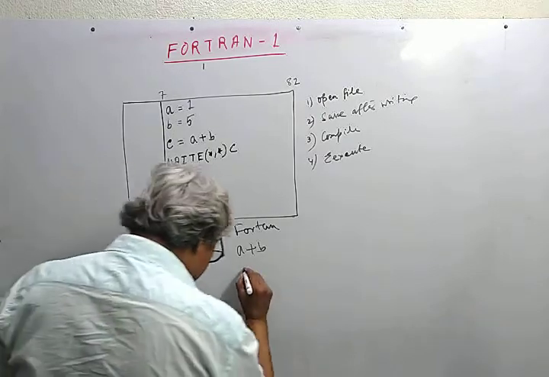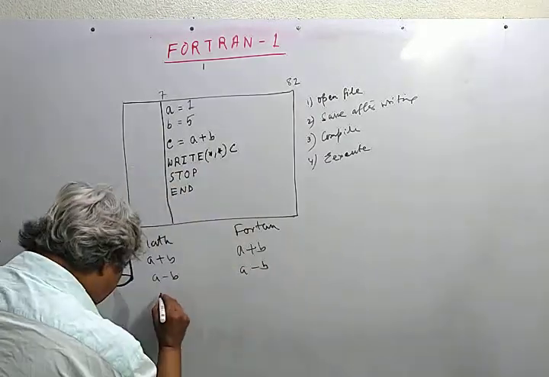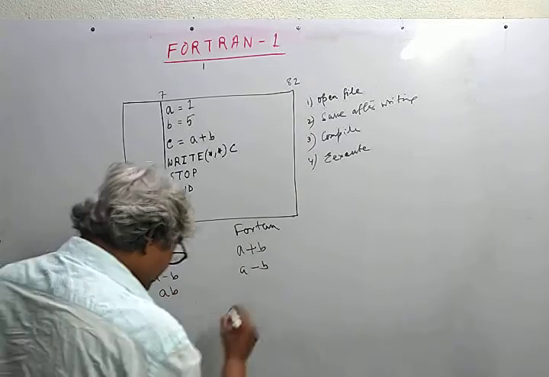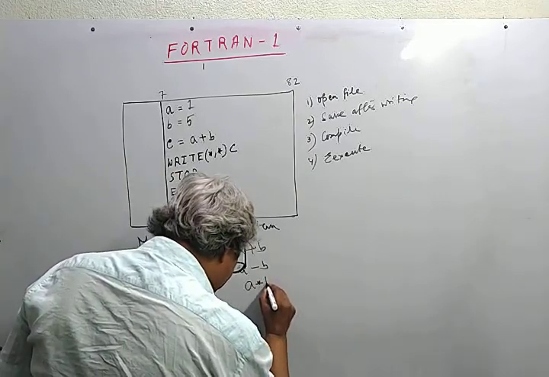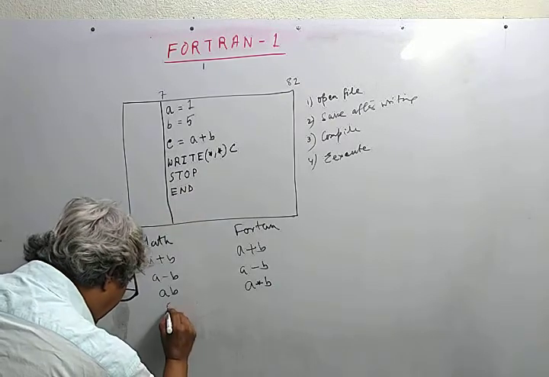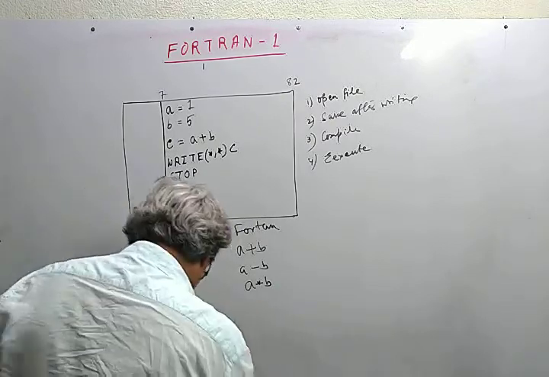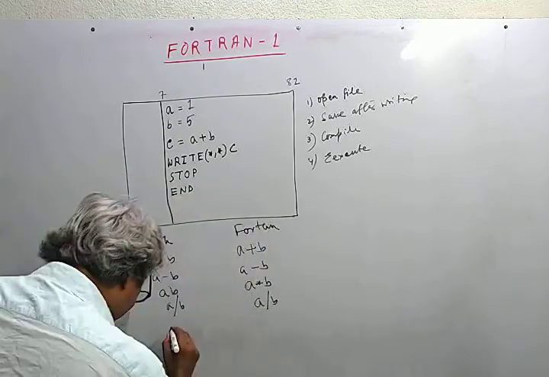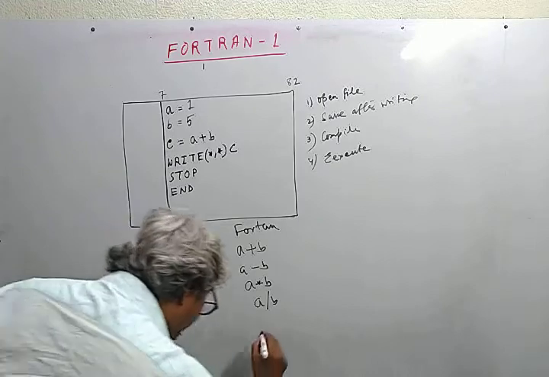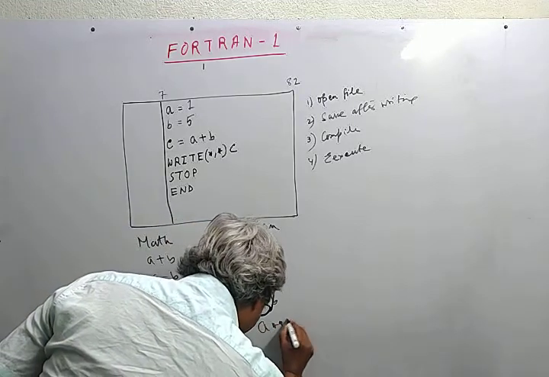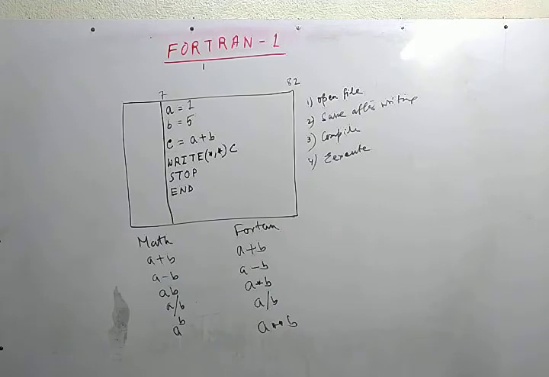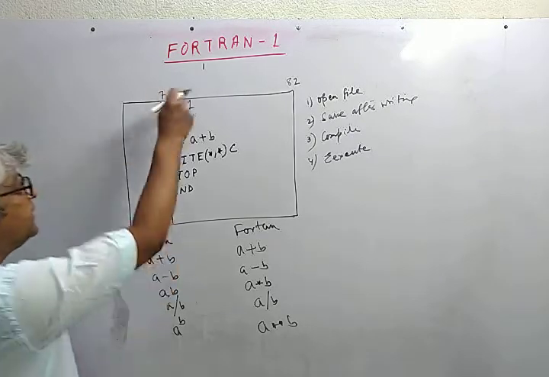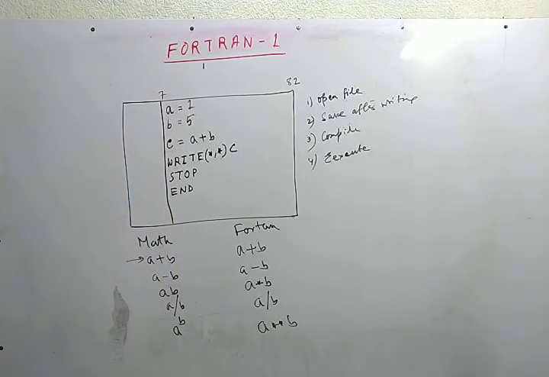subtraction. This is also a minus b. Then ab, this should be written a star b. A divided by b, sorry, this should be written a backslash b. Then a to the power b, this should be written a double star b. These are the 5 basic arithmetic operations that are needed, of which I have used this one in this particular example.